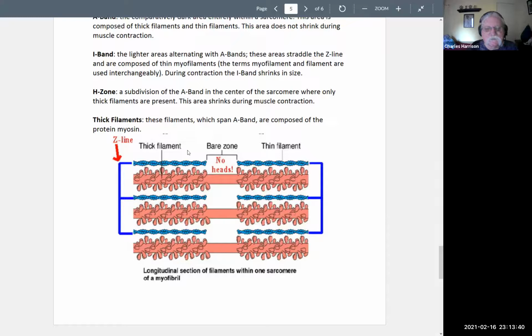This is nothing new. Thick filament, thin filament, nothing new.